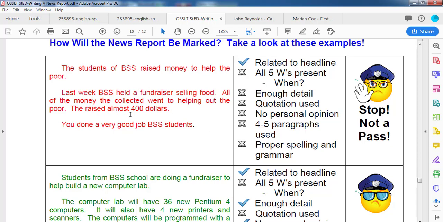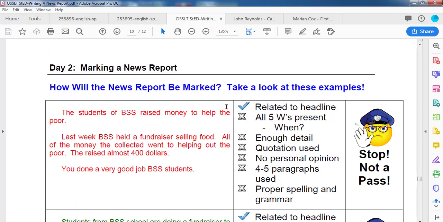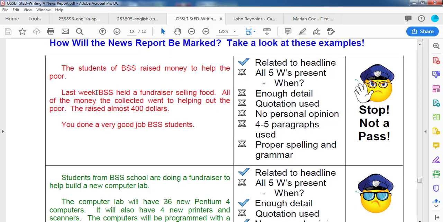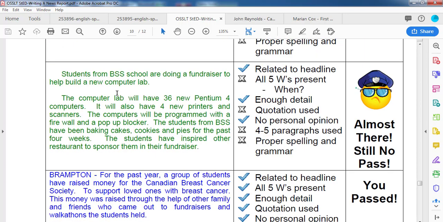So, we have here some mistakes, okay? They raised almost $400. This is grammatically wrong, sorry. All of the money that collected went to helping out. So we have some mistakes, okay? So we have here X only. The related headline is good, although I can't see the headline, but we will say that maybe this is the headline, okay? The students of BSS raised money to help the poor.